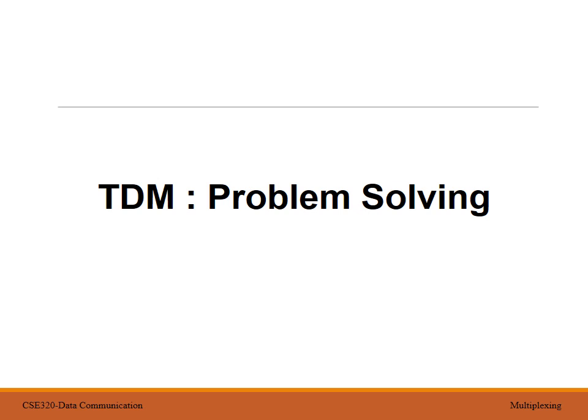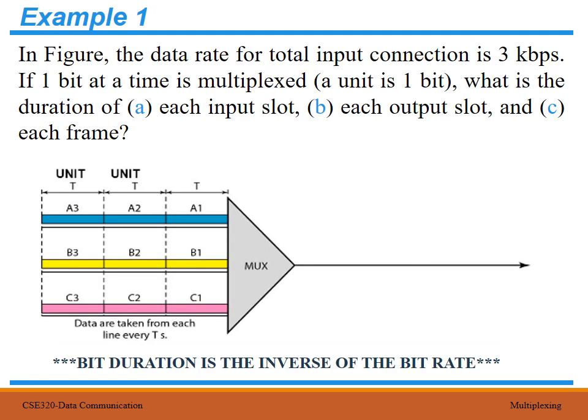Today we are going to do some problems related to TDM. So here is our example 1. It says in the figure the data rate for the total input connection is 3 kbps, which means 1 kbps in this line, 1 kbps in this line, and 1 kbps in this line.